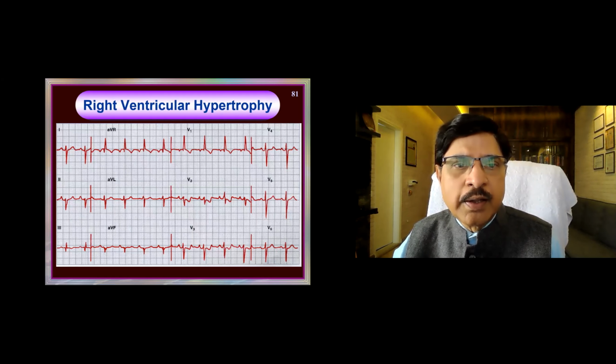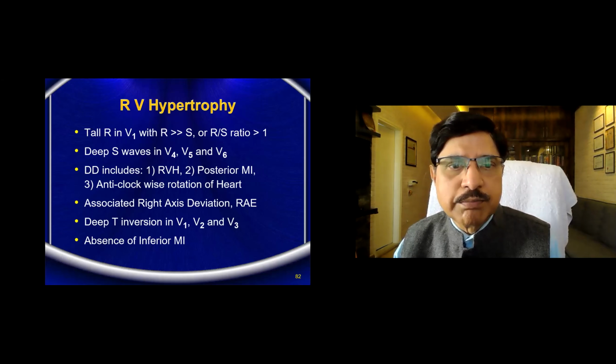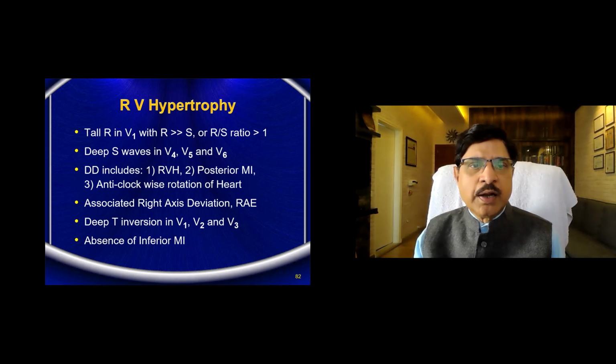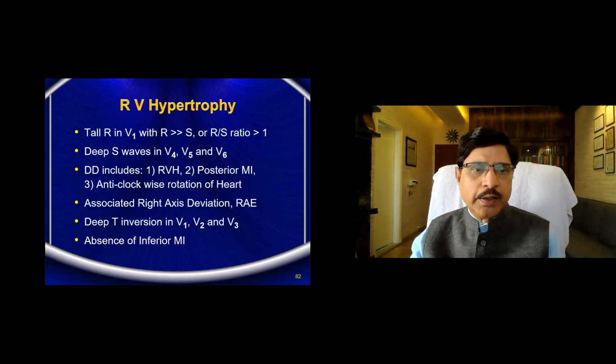Associated right atrial enlargement, associated right axis, heart rate is 100. Tall R wave in V1, R by S is much more than 1. Deep S waves in V4, V5, V6. DD includes right ventricular hypertrophy, posterior infarction, anticlockwise rotation. Associated right axis deviation is there, RAE is there, deep T inversion in V1, V2 in the opposite direction to the R wave, absence of inferior.